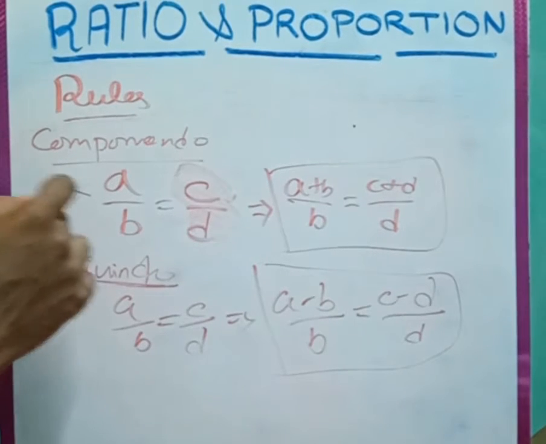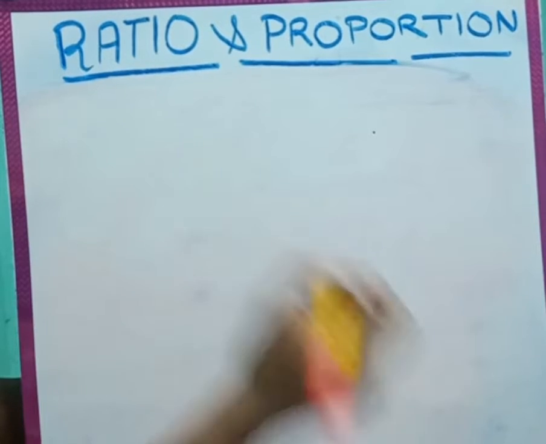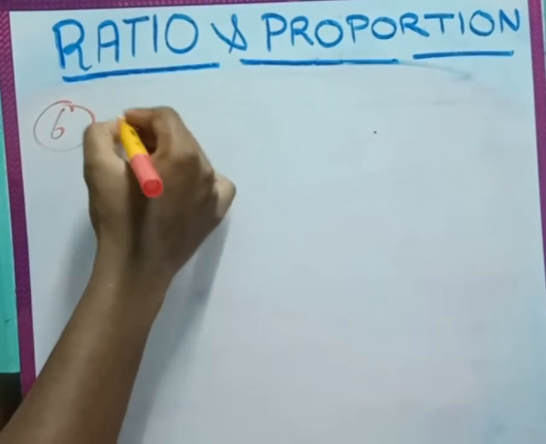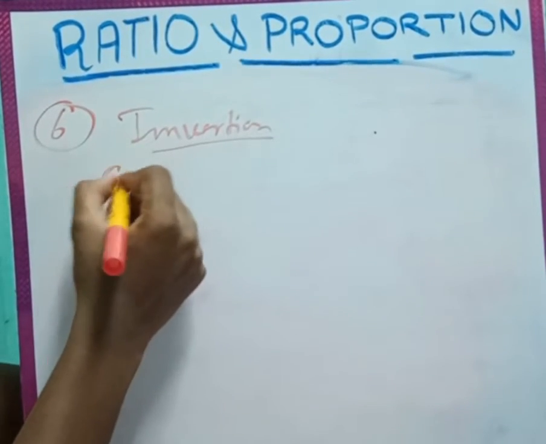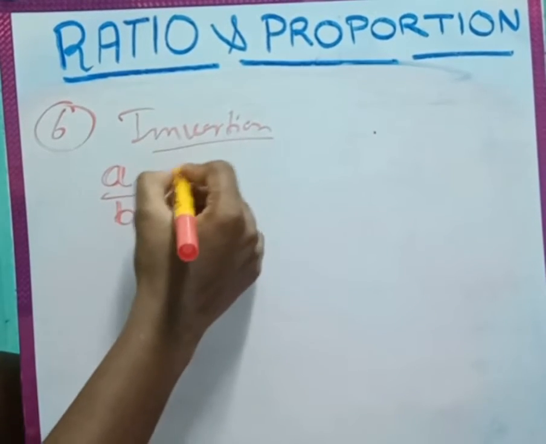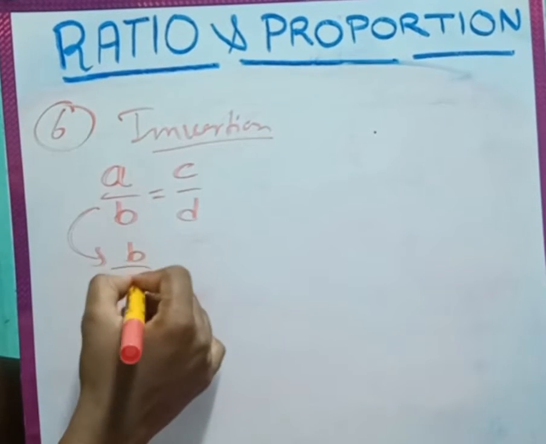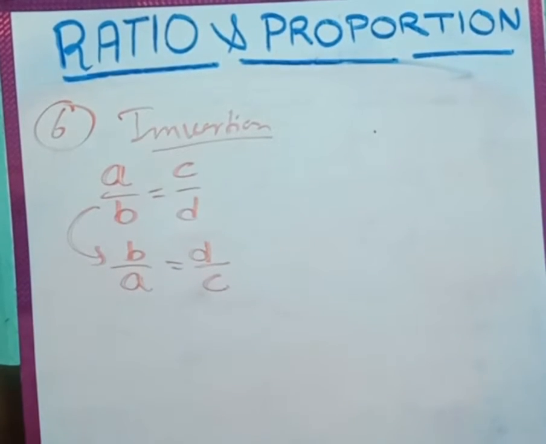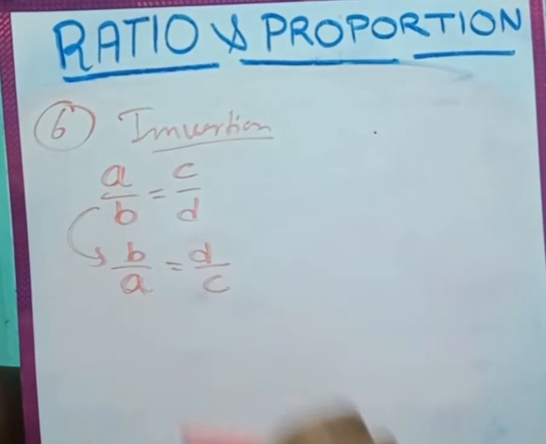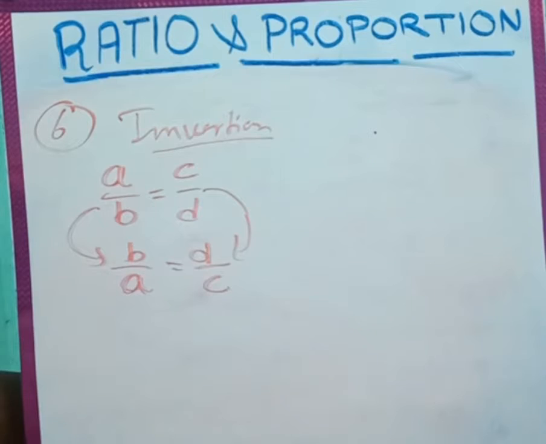So just remember this. If it is not possible for some students to remember these formulas, just note them down, guys. That is enough. So friends, in the inversion rule, it says that if you have an expression a upon b equals c upon d, then the inverse of this expression, b upon a equals d upon c. Right, guys? That means the inversion of the original expression is also equal.